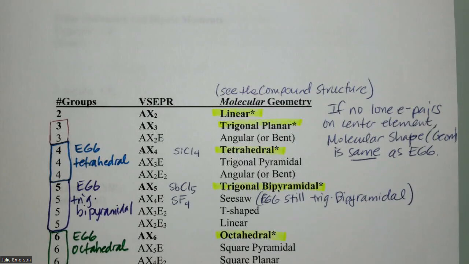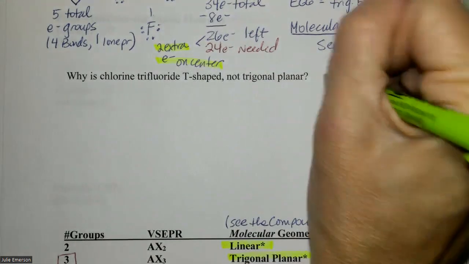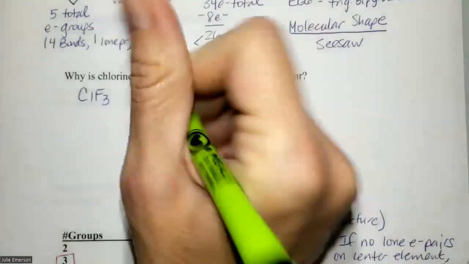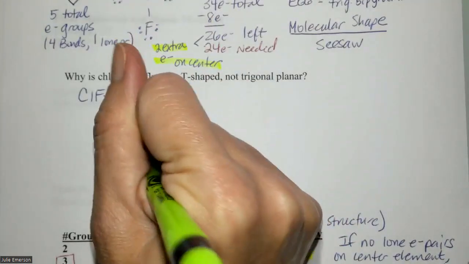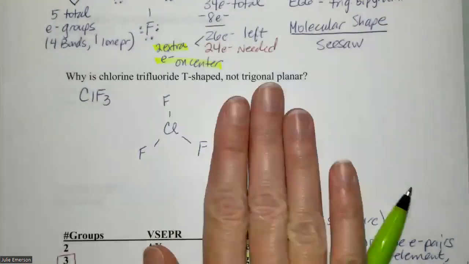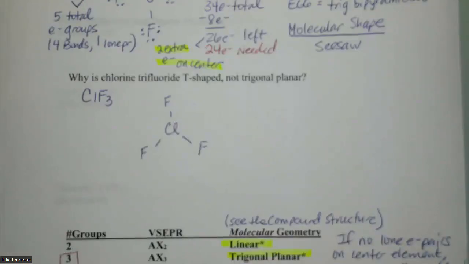When we look at the next one, why is chlorine trifluoride T-shaped and not trigonal planar? Okay, so chlorine trifluoride, we have ClF3. So we have a chlorine center. Trigonal planar would be this here, right? That all of those are in a plane. We have a nice 120-degree bond angle all the way around.